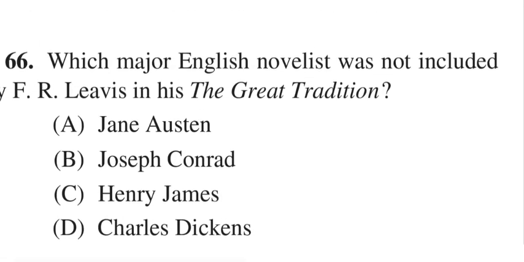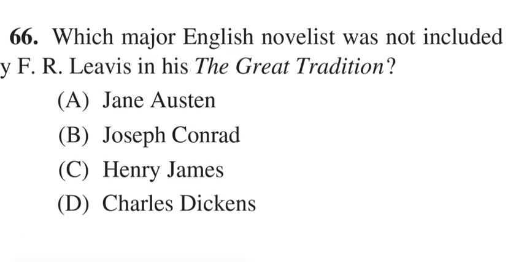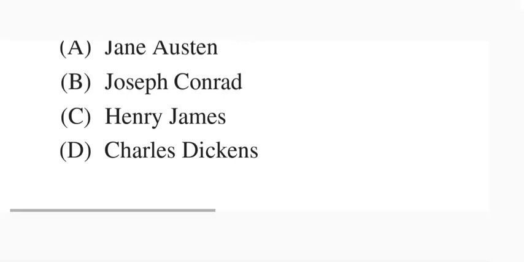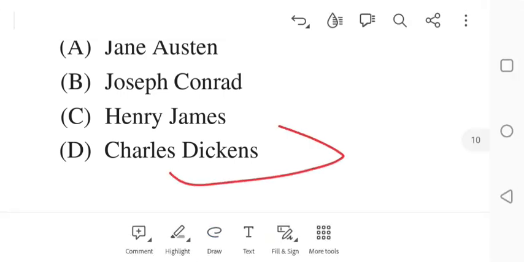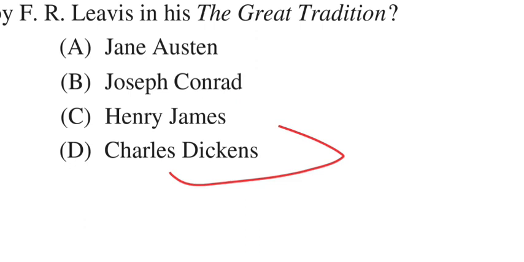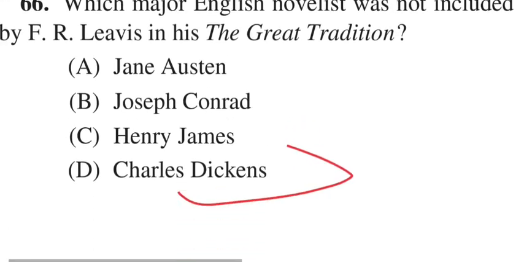Next question we have is, which major English novelist was not included by F.R. Leavis in his The Great Tradition? Jane Austen, Joseph Conrad, Henry James, Charles Dickens. 66, correct answer is Charles Dickens. He was not included. He was a Victorian novelist and he is known for his works like Pickwick Papers, A Tale of Two Cities, Oliver Twist, many more.